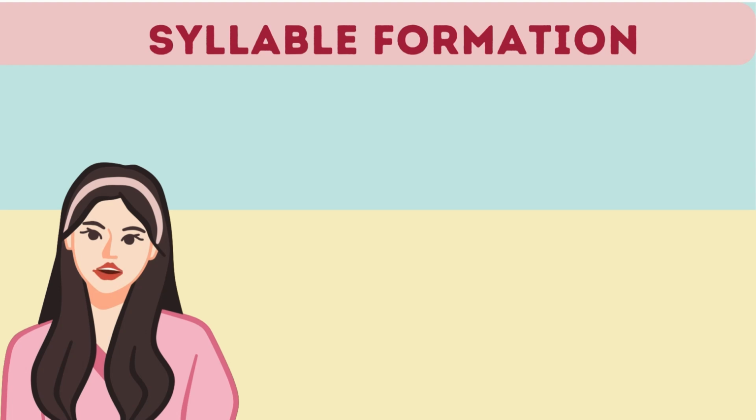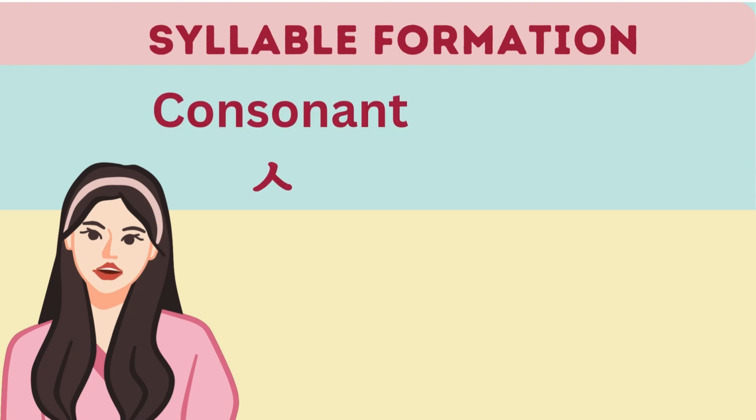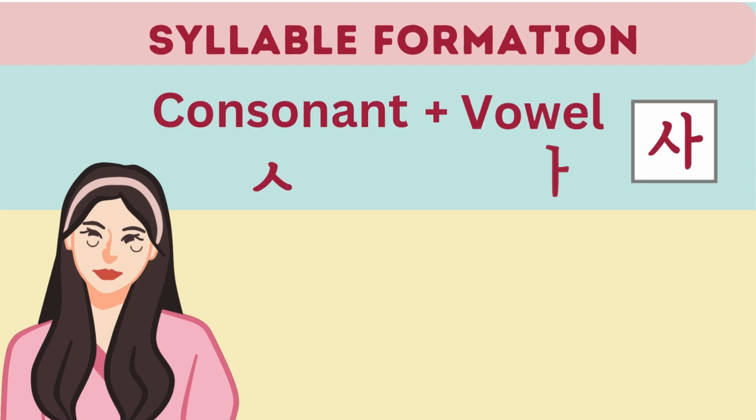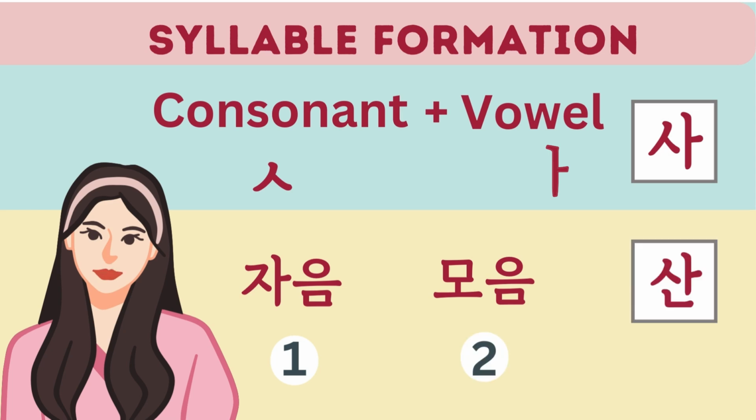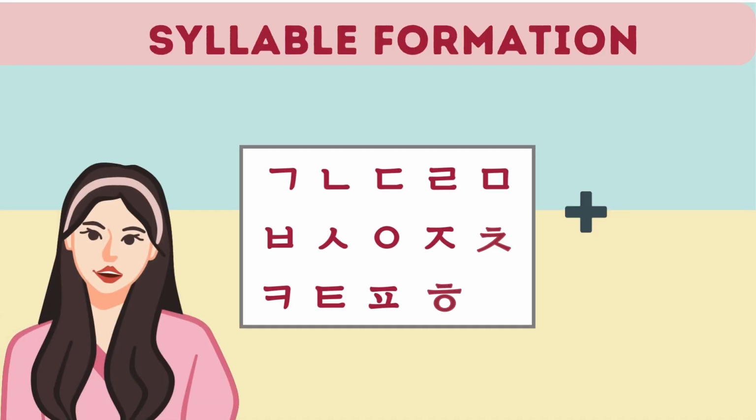Each syllable in Korean is made by combining consonants and vowels into a block shape. Each syllable needs at least one consonant and one vowel. The consonant goes first, then the vowel is added next to or under it. Today, we'll be learning about syllable formation with the consonant and vowel.